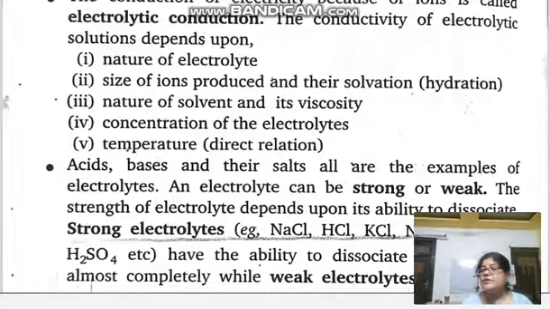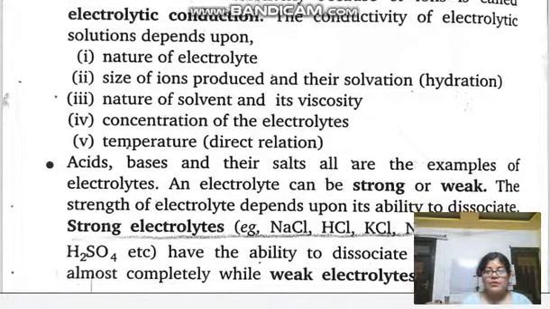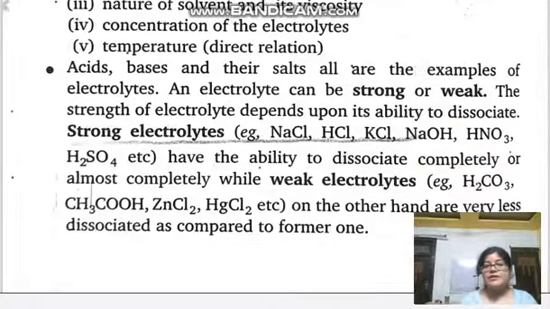So all these are the factors on which the conductivity of an electrolytic solution depends. That means how much current we get from that electrolyte depends on these four or five factors. Now next one, acids, bases and their salts are all examples of electrolytes. Anything can be an electrolyte.